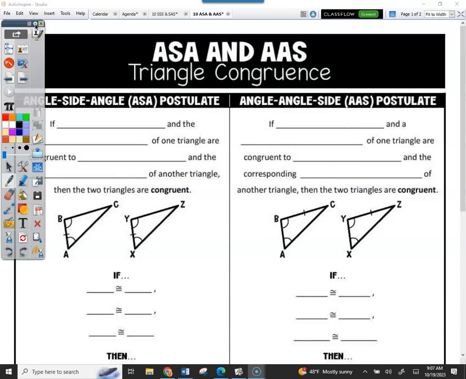All right, let's dive right into this. What are these two shortcuts? Logan, read the title. ASA and AAS. Thank you.